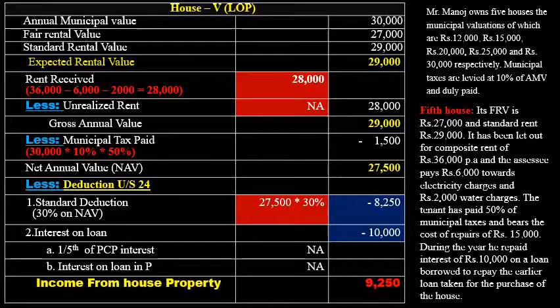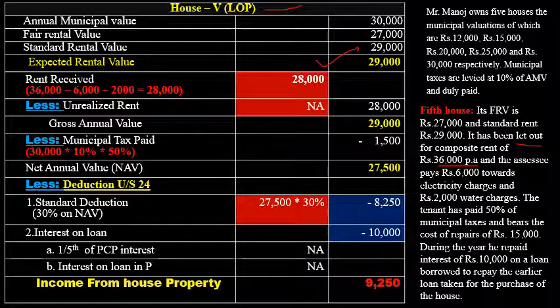Next I am going to assess the fifth house. The fifth house is again a let out property based on the details given. It has been let out for a composite rent of rupees 36,000 per annum. So the fifth house is also a let out property. So the expected rental value of the fifth house is 29,000 after comparing these values.